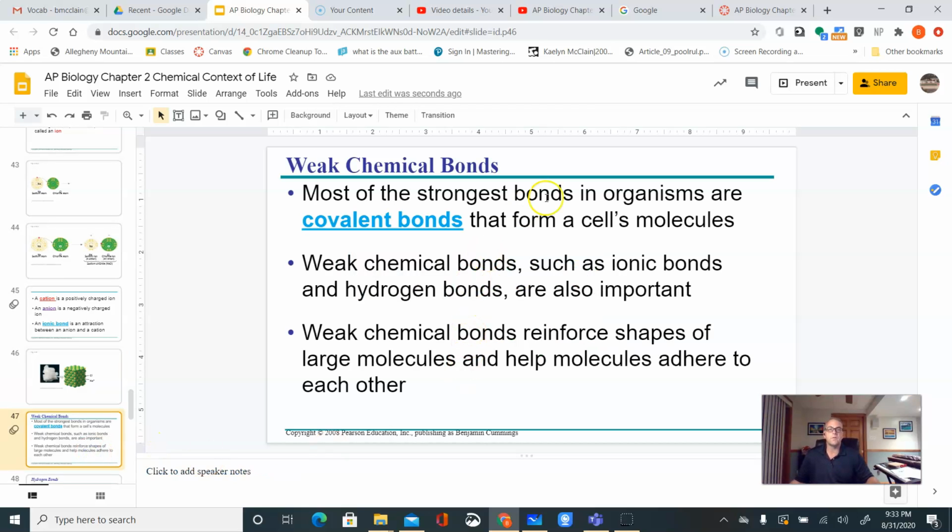It says most of the strongest bonds in organisms are covalent bonds. The other ones are weaker. I'm not saying that ionic bonds are weak, but they're weaker than the covalent bonds in this particular setting.